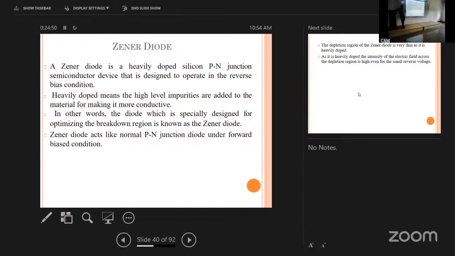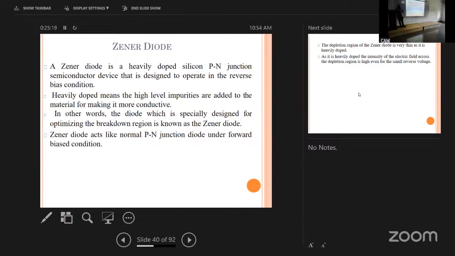So here I am adding more impurities, such that the doping is more. So you can say heavily doped. So a Zener diode is a heavily doped diode. It is a diode only, but because it is heavily doped, you can call it a Zener diode. More impurities are there.